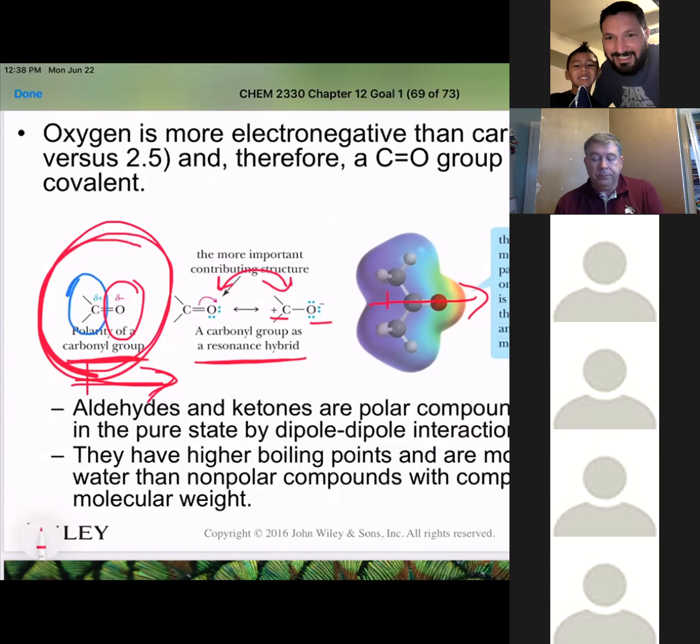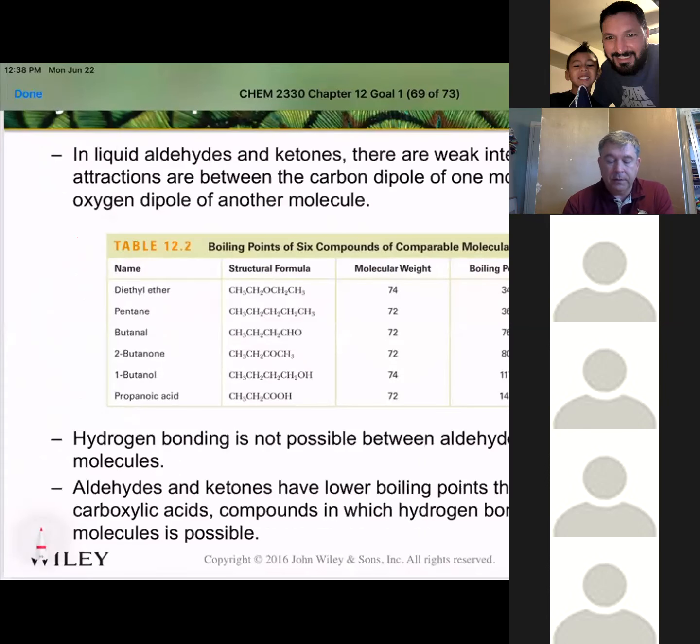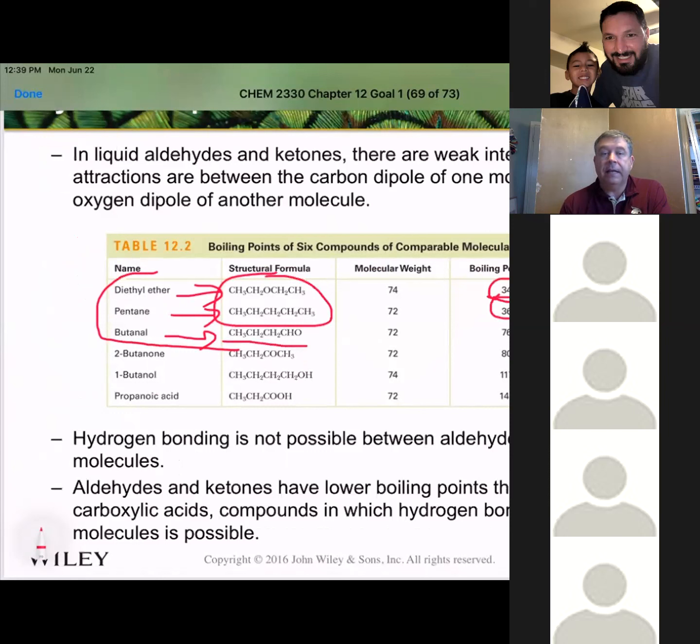Okay, so if we look at equal molecular weights, an ether has an oxygen, but it doesn't hydrogen bond, and it's polar. Then we have pentane, which only has van der Waals forces, and butanal, which has the carbonyl. We see the boiling point for the van der Waals forces is fairly low, in the 30s. Just by adding that carbonyl and getting that dipole-dipole interaction, we're almost doubling the boiling point, okay?